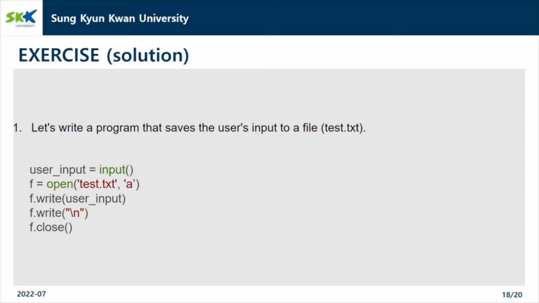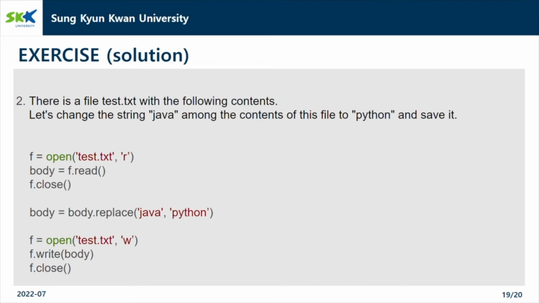This is the solution to problem 1. First, we have to get the user's input using an input function and open the test.txt file in append mode, and then write user input and a newline on test.txt using the write function. Finally, close the file using the close function.